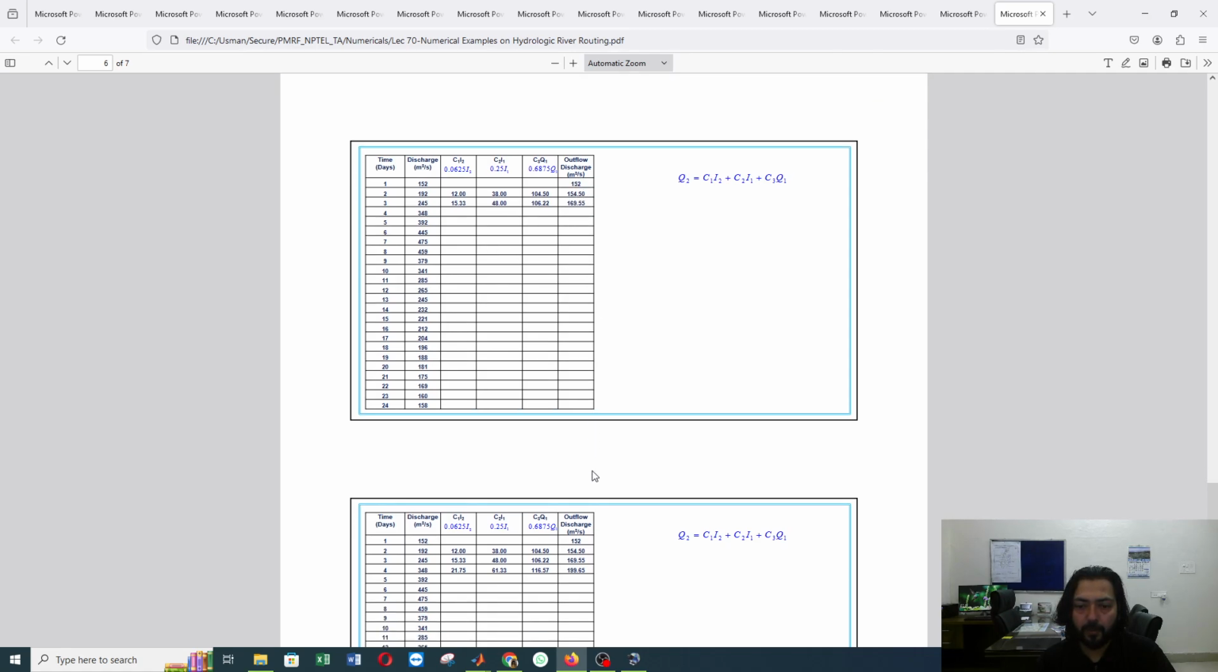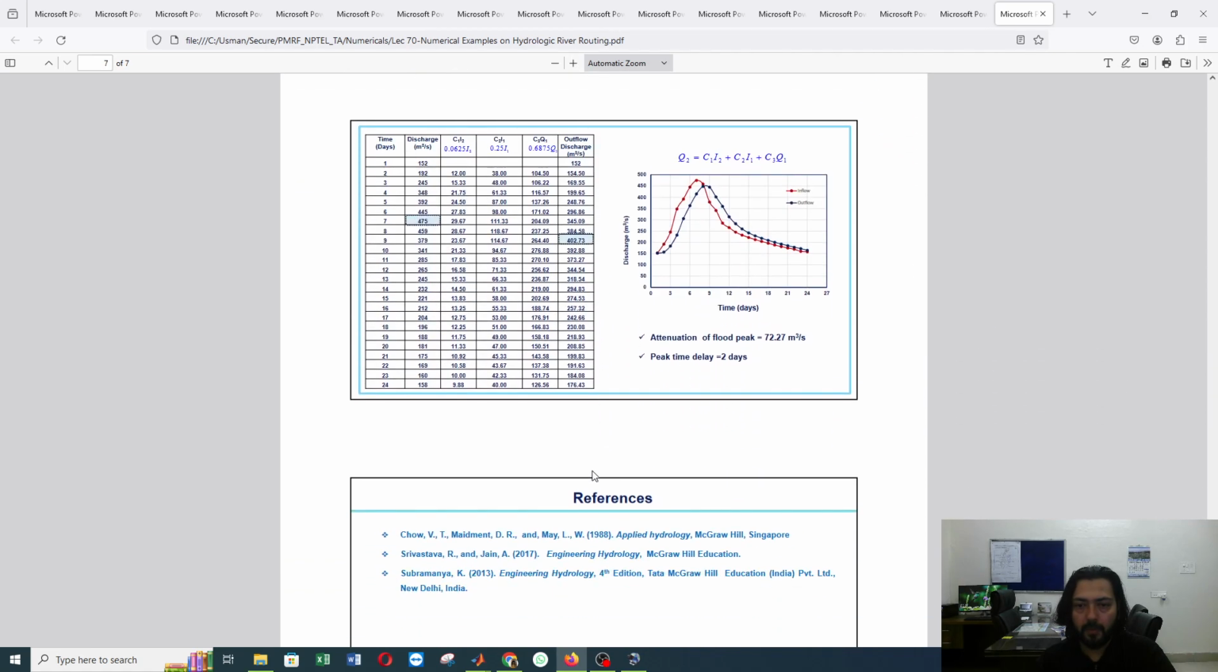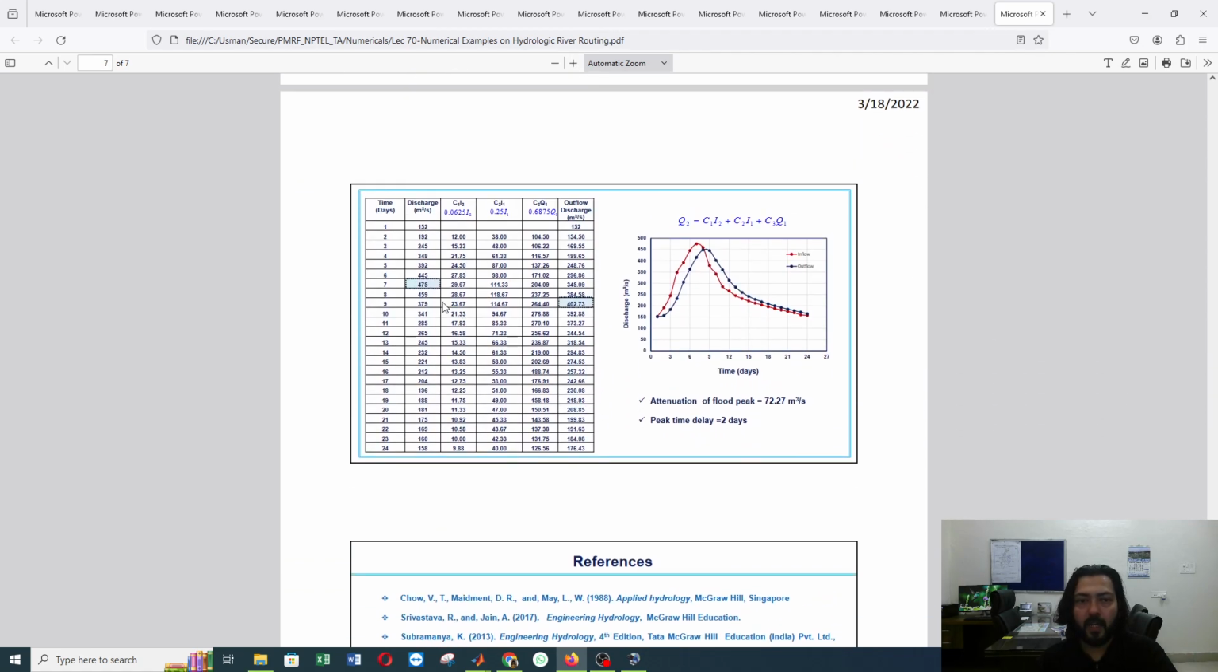And lastly, we are going to find the attenuation. For the inflow the maximum peak was 475, and for the outflow the maximum peak was 402. So the attenuation is nothing but the difference in peak, right? Here the difference in peak is 475 minus 402, which comes to 72.27. Similarly, if you look at the delay, the time delay is when the inflow peak is 475, and for this peak to get reduced it is taking almost 2 days. So the delay in time is nothing but 2 days.